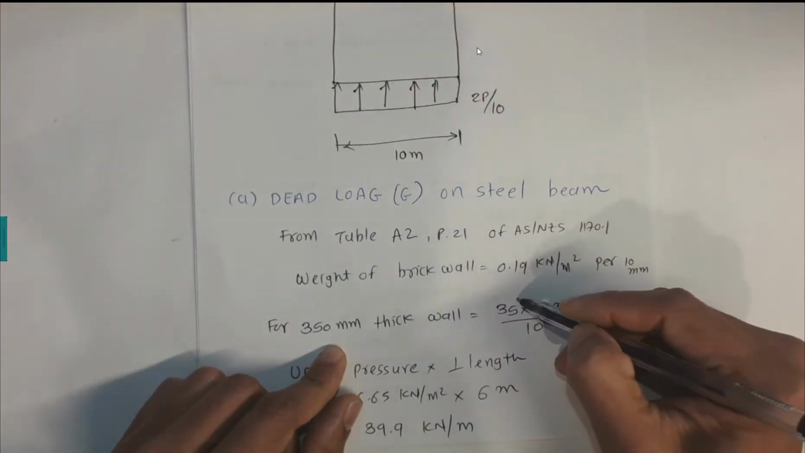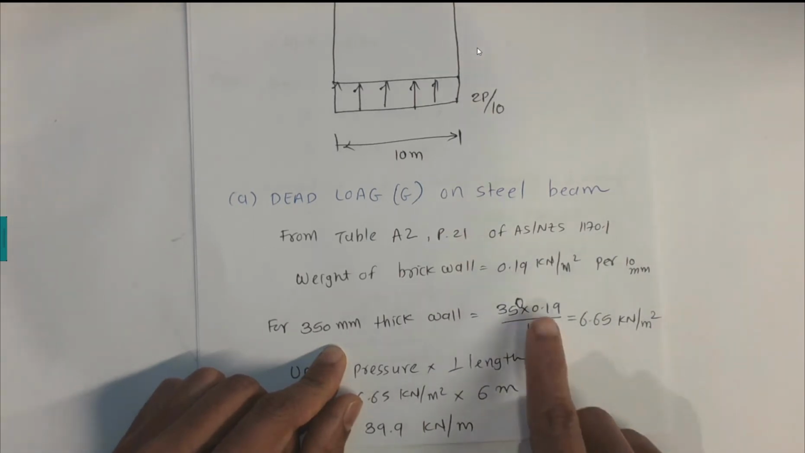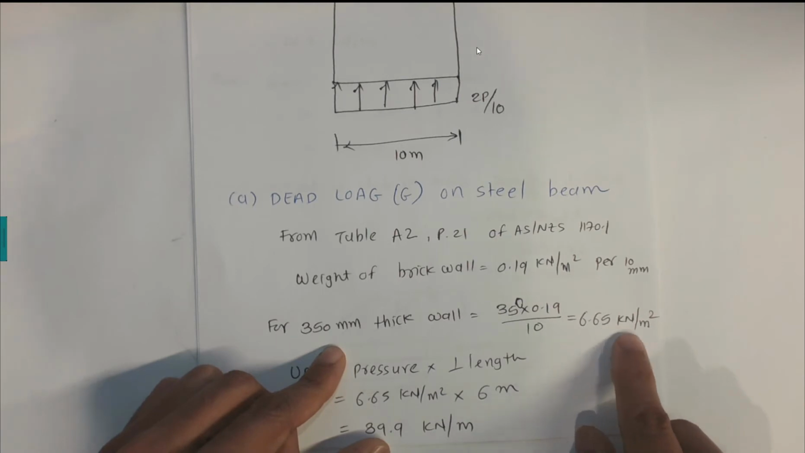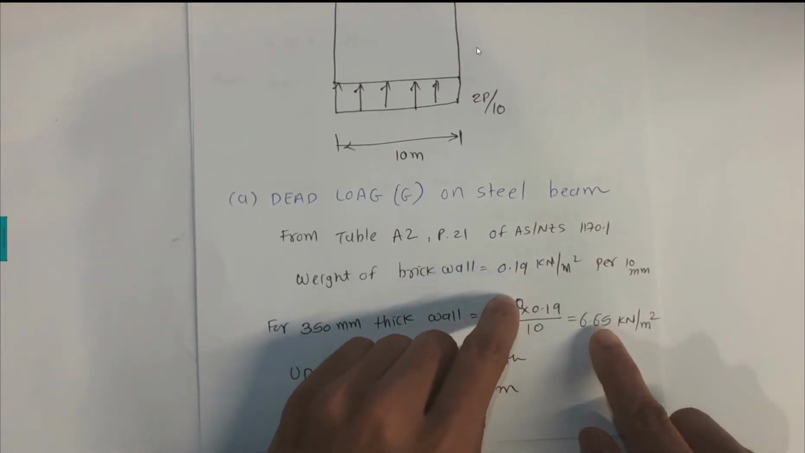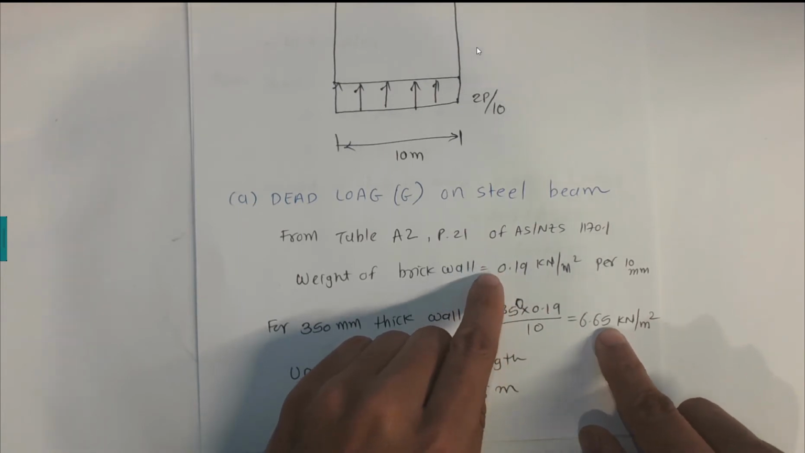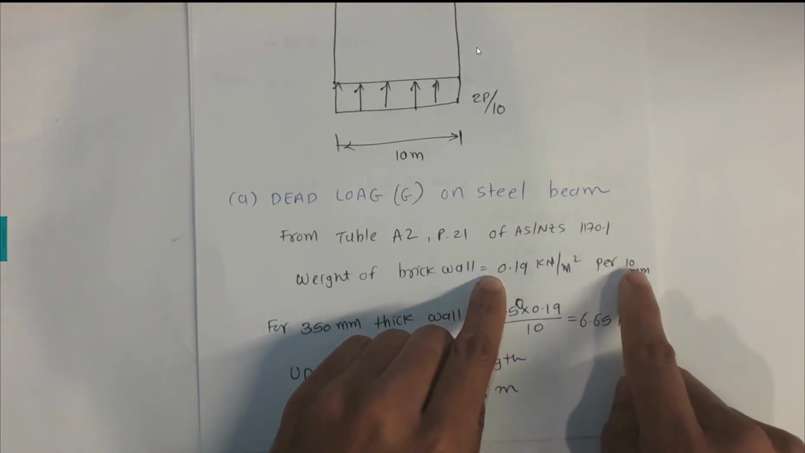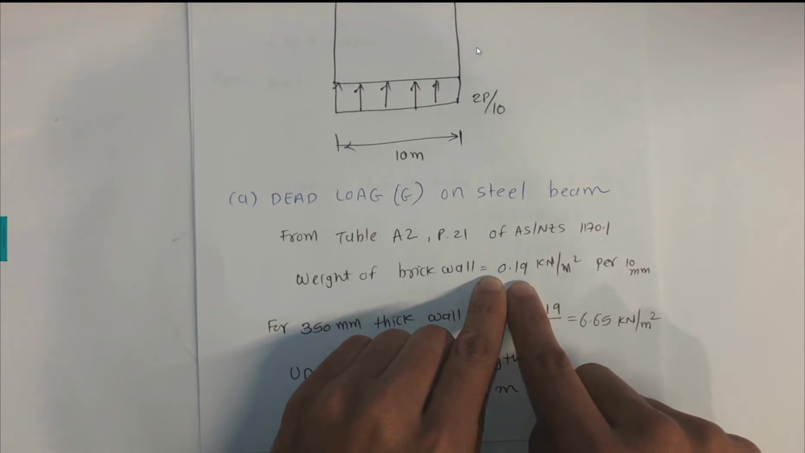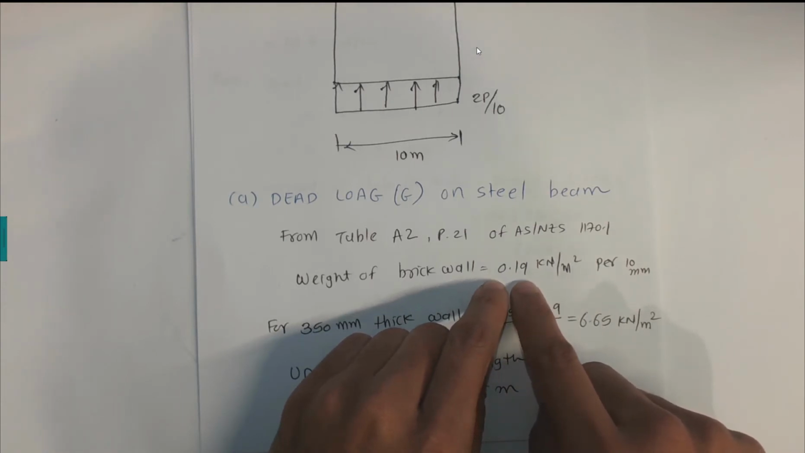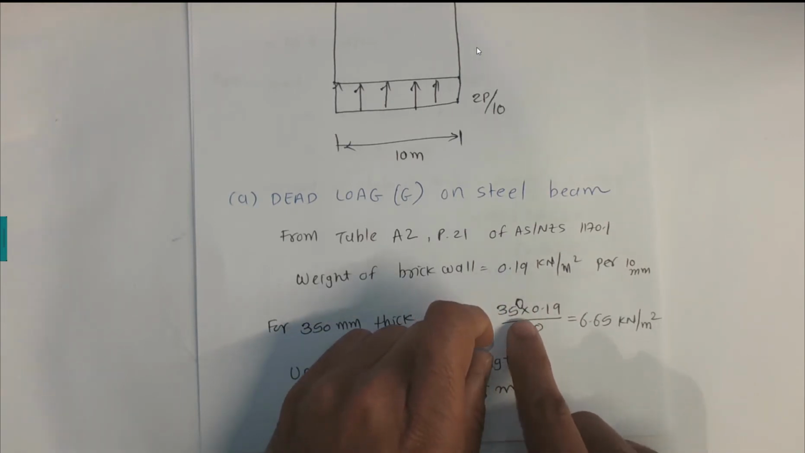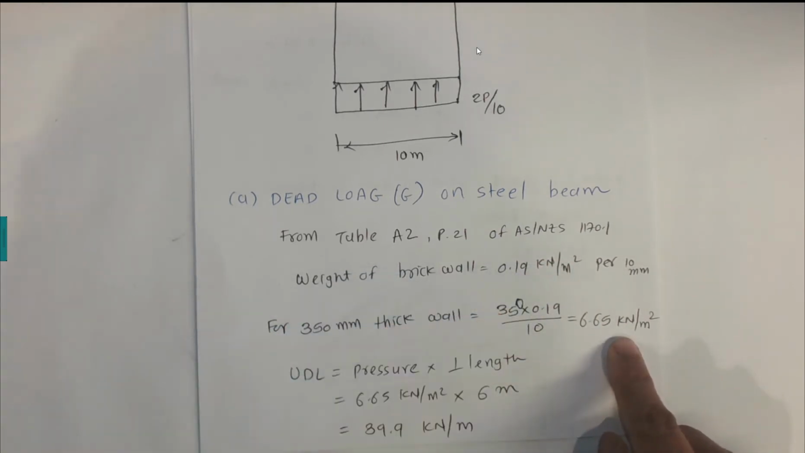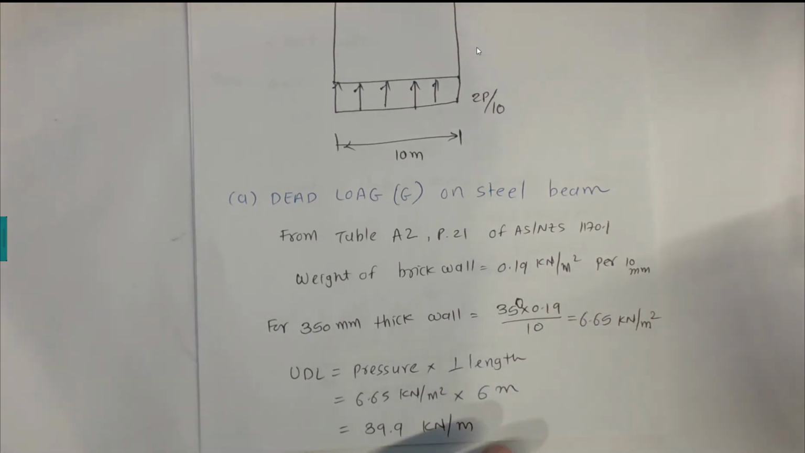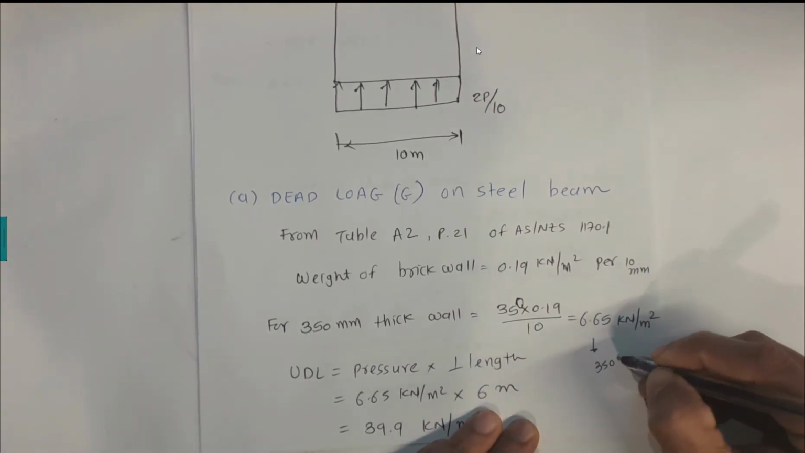We need to multiply this 350 millimeters times 0.19 over 10, so 6.65 kilonewton per meter square. So we just converted 0.19 into 6.65 by saying that if the wall has a 10 millimeter thickness, it has 0.19 weight pressures, then we can convert into 350 multiplying with 0.19 over 10, so that gives us 6.65 kilonewton per meter square. So this is the weight for the case of 350 millimeter thickness.